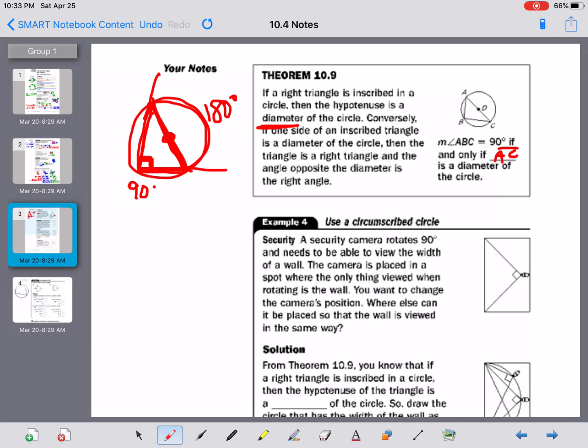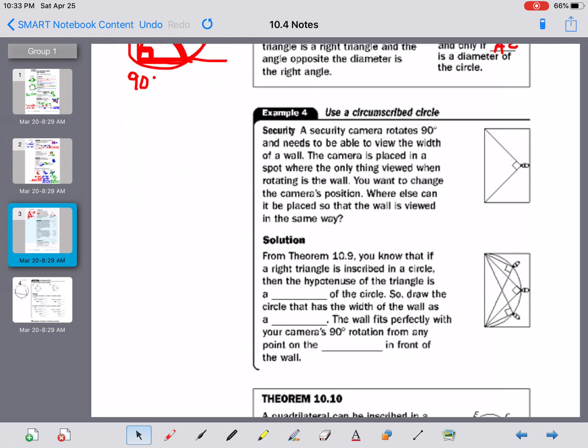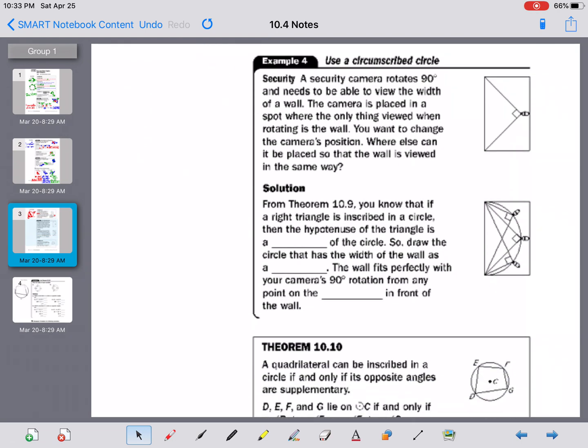All right, next example, probably not one of my favorite examples, but I'll walk through it a little bit with you so you understand. We're talking here about a security camera, and the security camera can turn exactly 90 degrees from whichever way you set it up. So a lot of people say, well, let's put it at the center of the wall. If we put it at the center of the wall, it can go to this corner, it can go to that corner. Great idea. You end up with equal measures here.